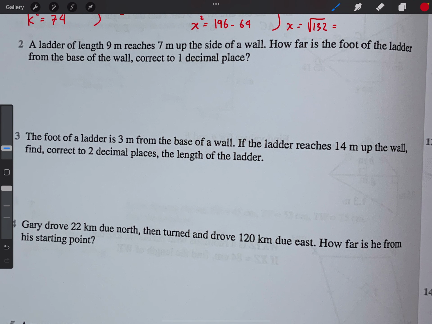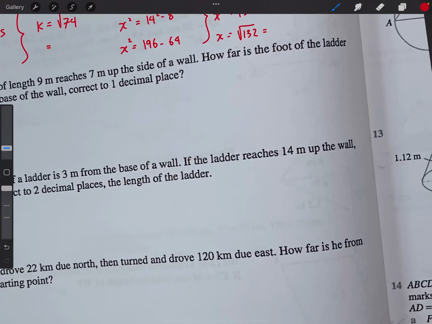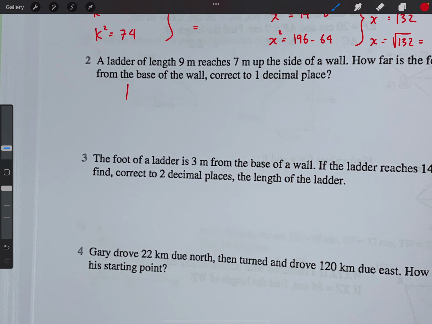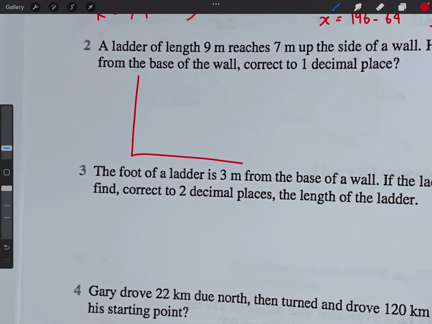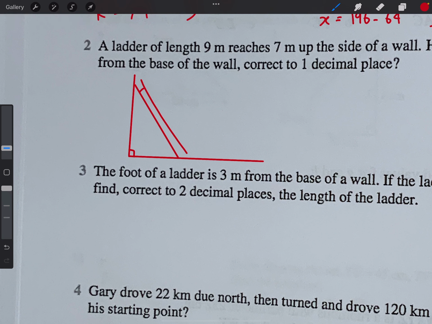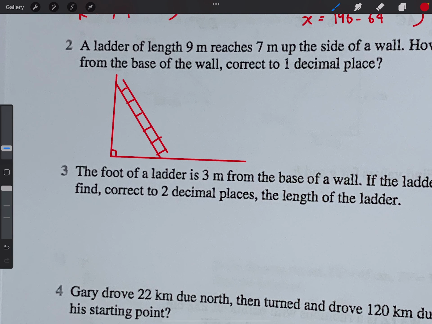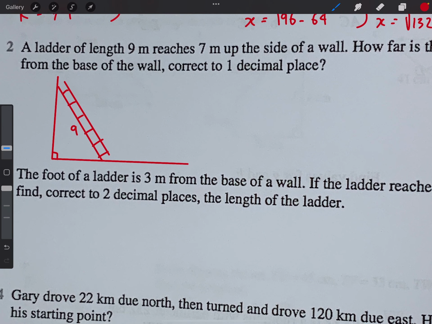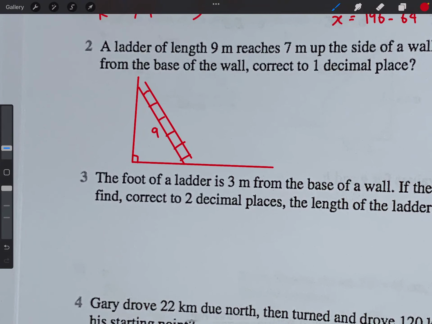A ladder of length 9 meters reaches up the side of the wall. This one we don't have any diagram, so we're going to draw one. Imagine this is a wall. This wall is 90 degrees, and you have a ladder that reaches up the wall. So this is your ladder. It says a ladder of length 9 meters, so this ladder is 9 meters, and it reaches 7 meters up the side of the wall. So it reaches up from the ground to this height of 7 meters.